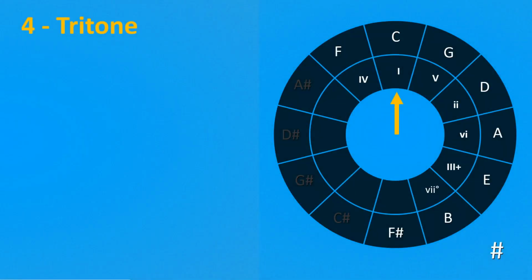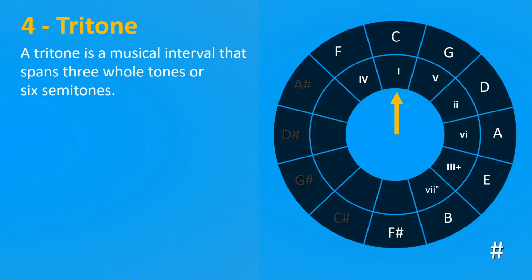Another way to modulate with a pivot chord is to modulate with a tritone. A tritone is a musical interval that spans 3 whole tones or 6 semitones. This means that if you start on a note and move up 3 whole tones, 30 minutes in the circle, you will reach the note that forms a tritone with the starting note. F sharp is a tritone for C and vice versa.